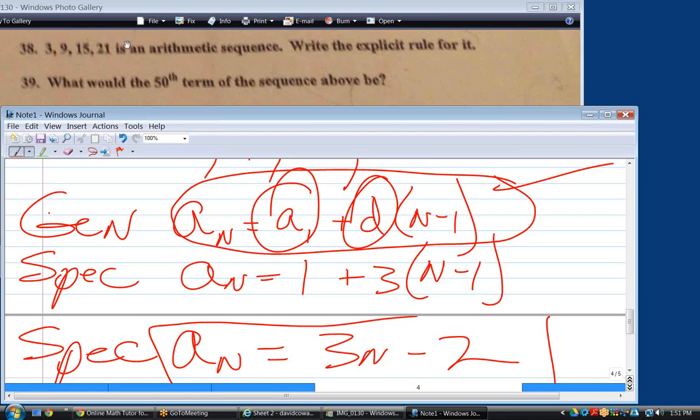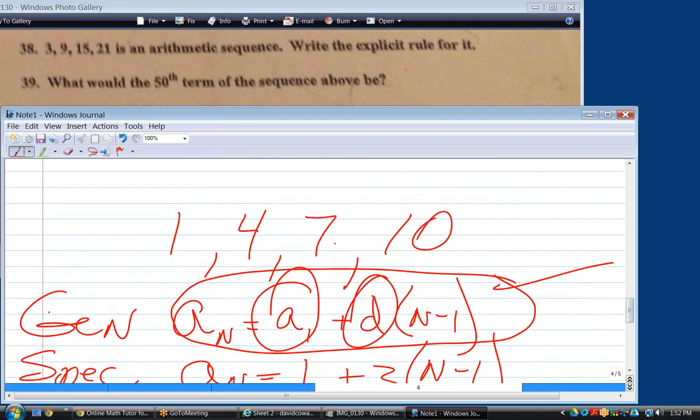Notice that you can have lots of different sequences that have different common differences. This common difference is 6, but in the one I just wrote, it's 3. And the first term is different. So the two variables for any sequence, arithmetic sequence, are the first term and the common difference. That's the two things you need to figure out.